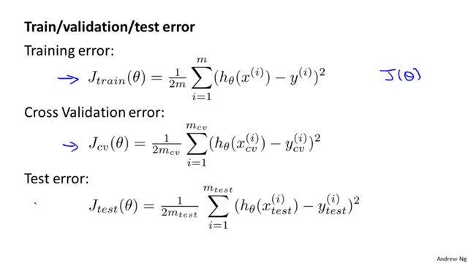And then J subscript CV is my cross-validation error. It's pretty much what you'd expect, just like the training error, except measured on the cross-validation data set. And here's my test set error, same as before.